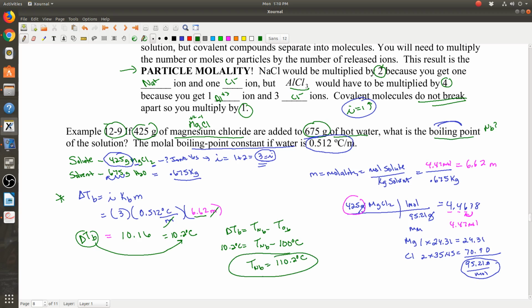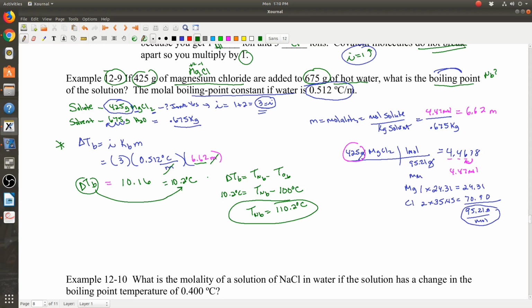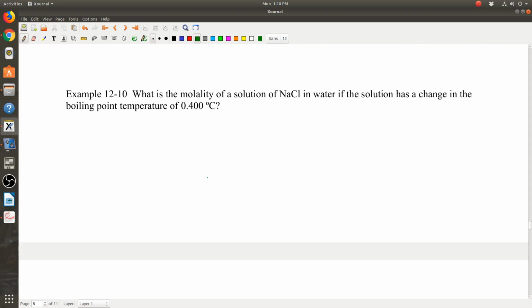Now notice how much that went up. By adding 425 grams of magnesium chloride, the boiling point of water increased 10 degrees. With boiling point elevation, the new boiling point should always be higher than the original boiling point. Okay, hope you got that. Now let's move on to the next example.